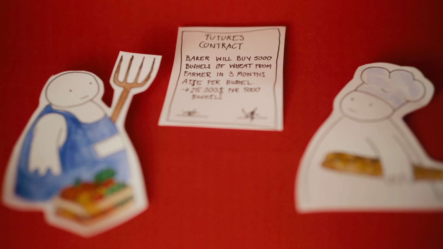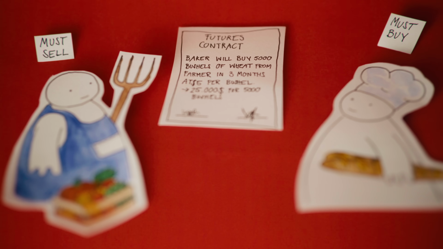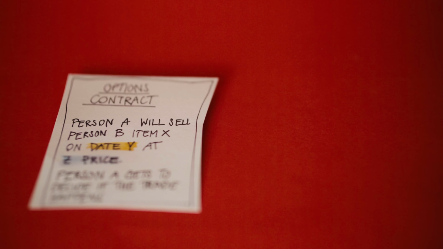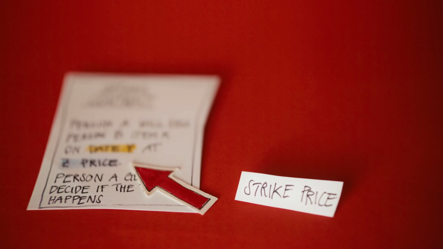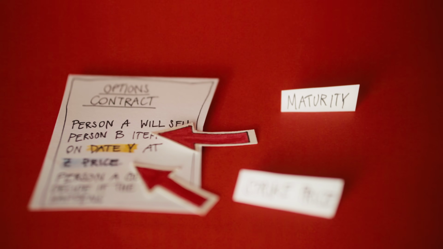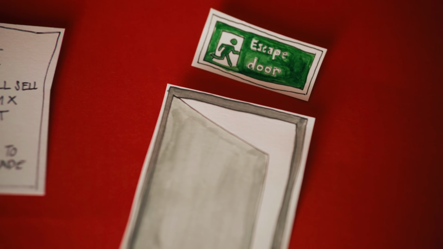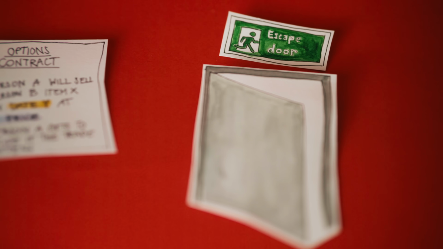But before we get into how options change the market, I should probably first explain how they actually work. With futures, both sides of the contract are locked in. At maturity, the trade happens no matter what. One side must sell, the other side must buy. Options look similar at first. They're also contracts between two parties. They also specify a price, the so-called strike price, and a future date, maturity. But here's the crucial difference. Options have an escape door, but only for one side.